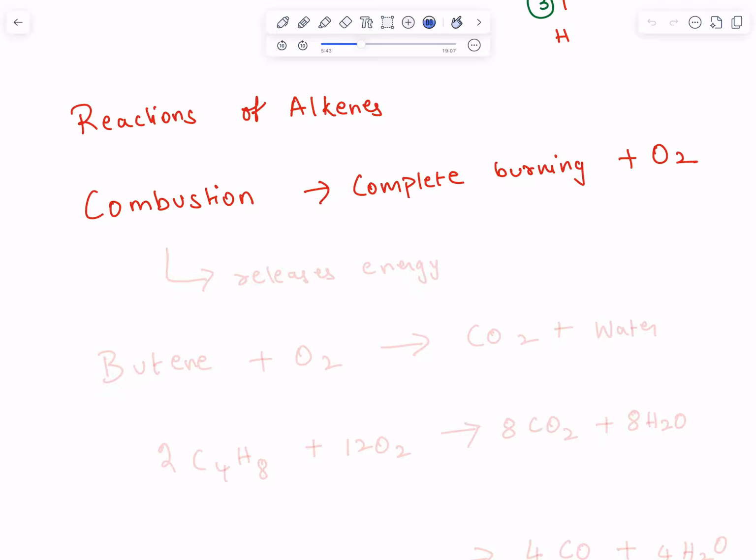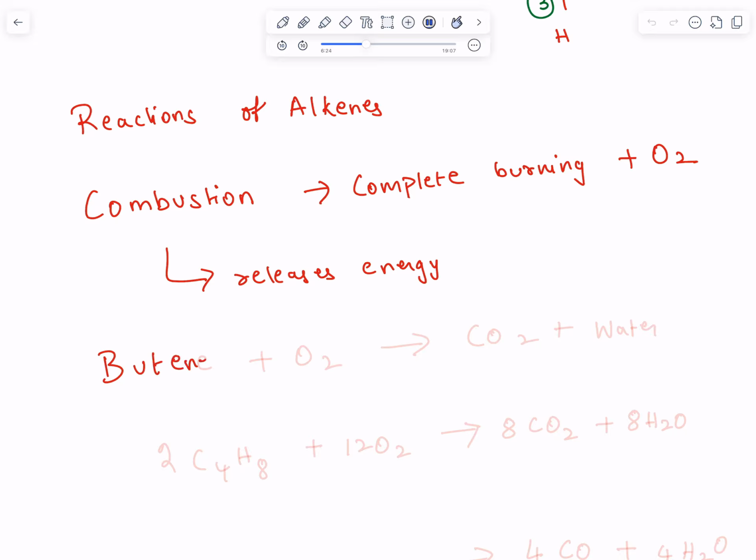So for combustion, it's important you have a plentiful supply of oxygen. For any combustion reaction, the products are always carbon dioxide and water. Combustion reactions always release energy. That is why whenever there's a fire accident, you would see a lot of damage: when the fire is burning in the presence of oxygen, a lot of energy is released. Now let's take butene.